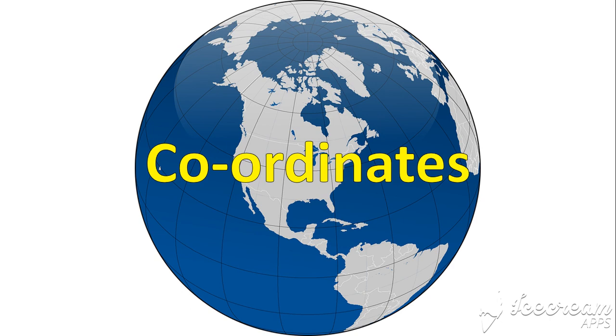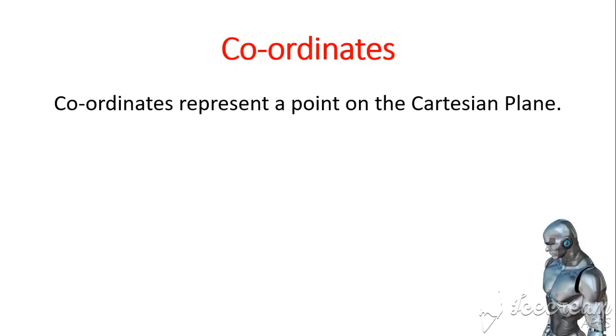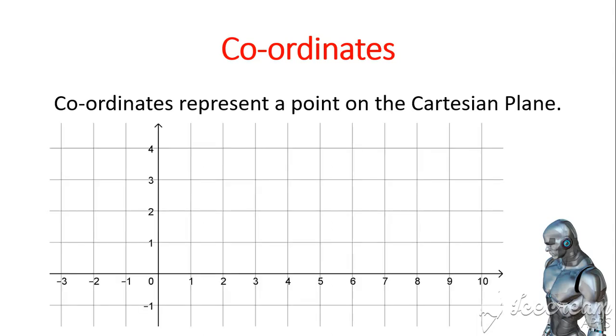In this video we're going to talk about coordinates. Coordinates represent a point on the Cartesian plane. This is a diagram and it is called the Cartesian plane. Plane means a flat surface.